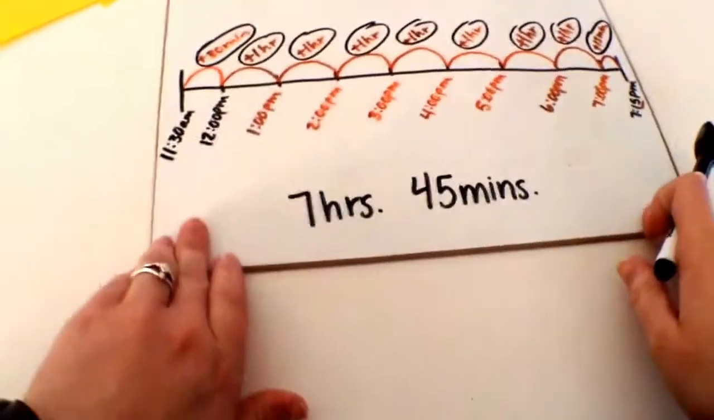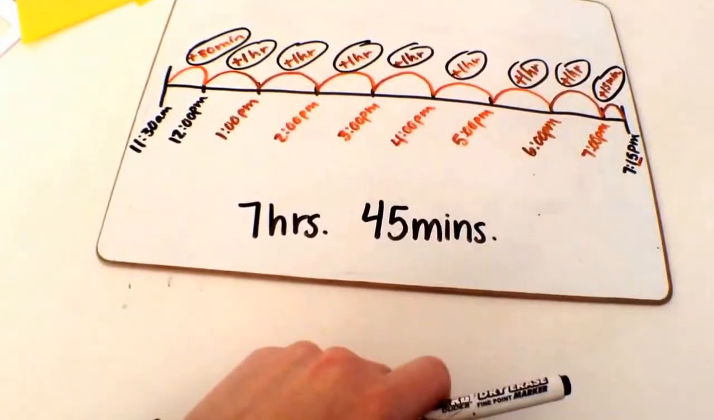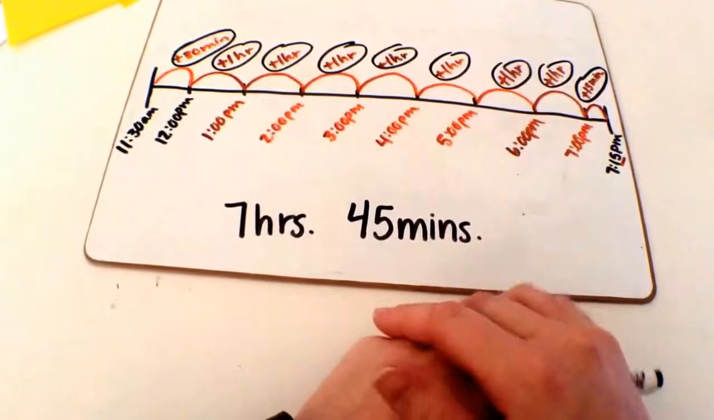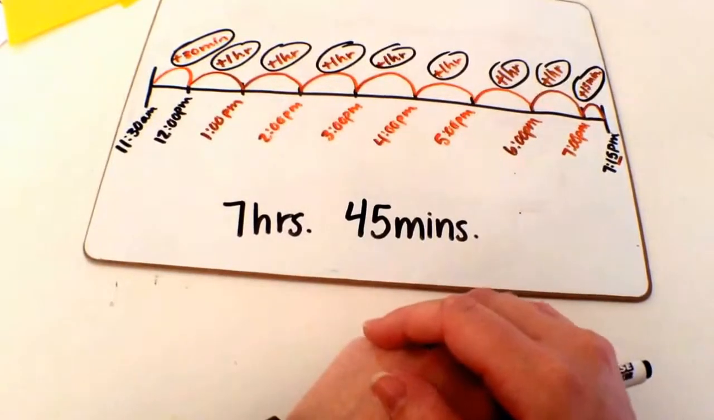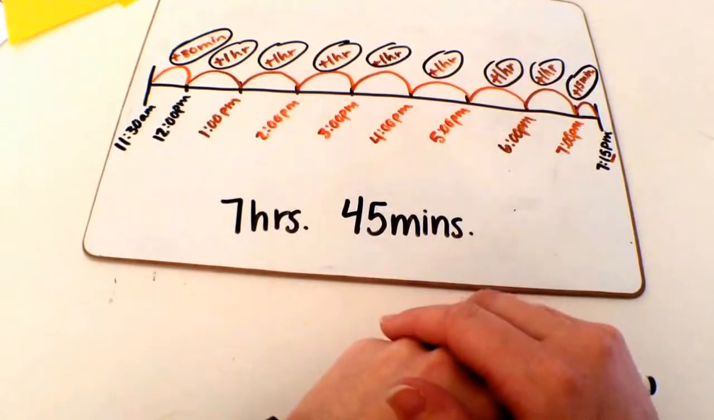So now that we have calculated all of our elapsed time, let's restate our question into our answer. If it is 11:30 a.m. right now and the movie starts at 7:15 p.m., then we have 7 hours and 45 minutes until the movie starts.